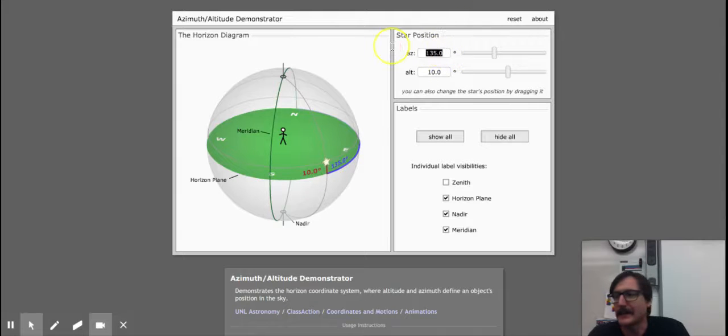And then the second one here, we're looking at 220 and 70 degrees. 70 degrees is obviously high up in the sky. And the azimuth direction would be southwest.